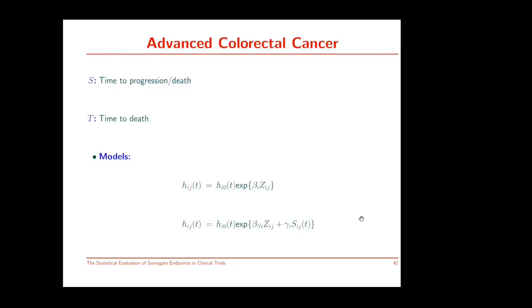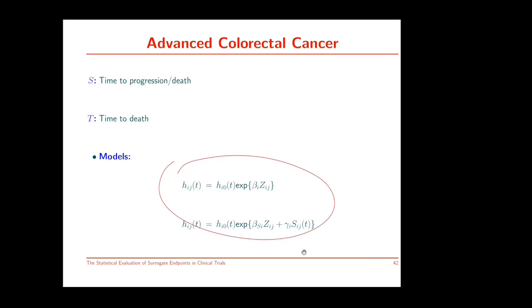Advanced colorectal cancer, where we would typically use a Cox model because we have time to progression or death, whichever occurs first, as a surrogate. We have time to death as such for the true endpoint. So if we would study one endpoint and only one endpoint, people would use a Cox model, proportional hazards model, if you want to call it that way, and that would be it.